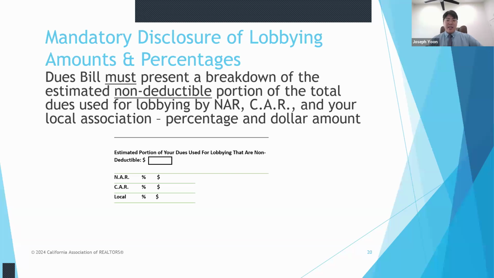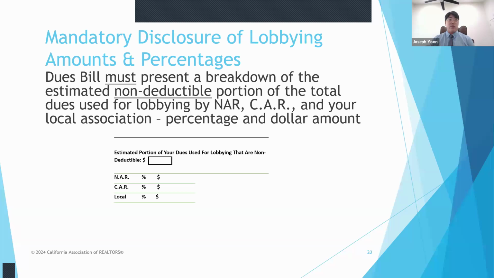Just keep in mind, if you don't have any lobbying amounts, you still need to enter 0 for both the percentage and the amounts. And the language must appear on the face of the bill in at least the same size font as the billing language and amounts. And for electronic bills, the disclosure must be on the same screen as the dues billing language and amounts.